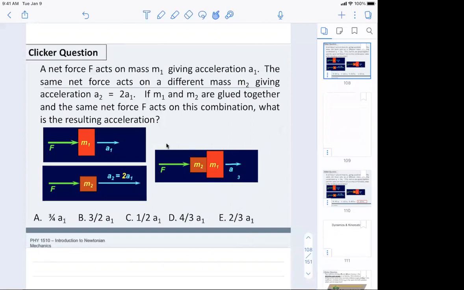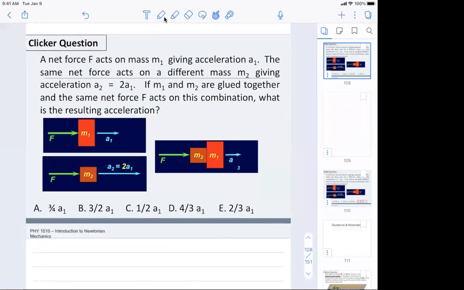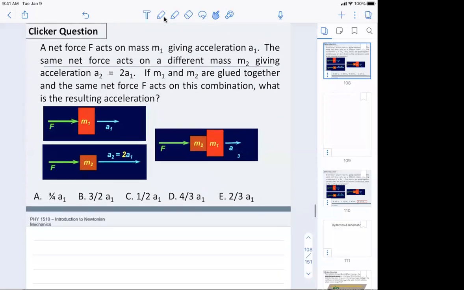All right, so working with variables can be challenging, especially at first, but once you get more familiar with it, you can see it sometimes saves you more time. You don't have to plug in numbers. Sometimes these variables actually cancel out. So what is the resulting acceleration? We know that means we have to apply Newton's second law on 3 different situations. So we're just going to apply Newton's second law 3 times.